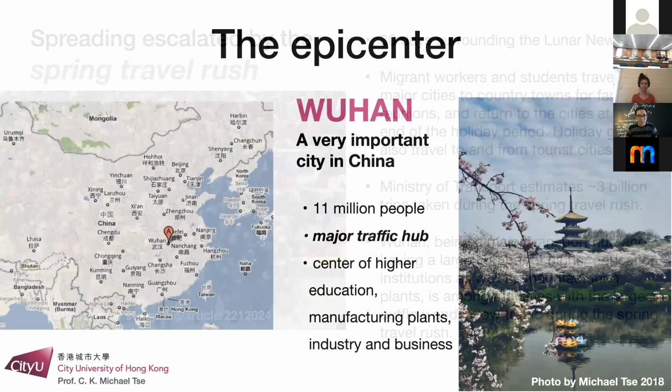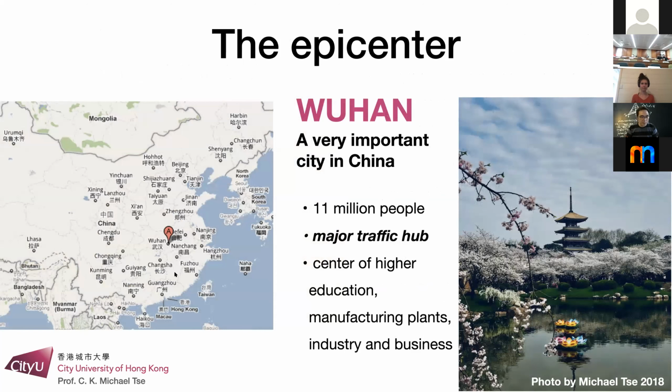So Wuhan, where is it? It is right in the middle of China. And it actually has the busiest high-speed rail traffic hub in China. So it's basically connecting almost every city throughout China. And it has a population of 11 million. And it is a center of higher education, manufacturing plants, industry, and business.